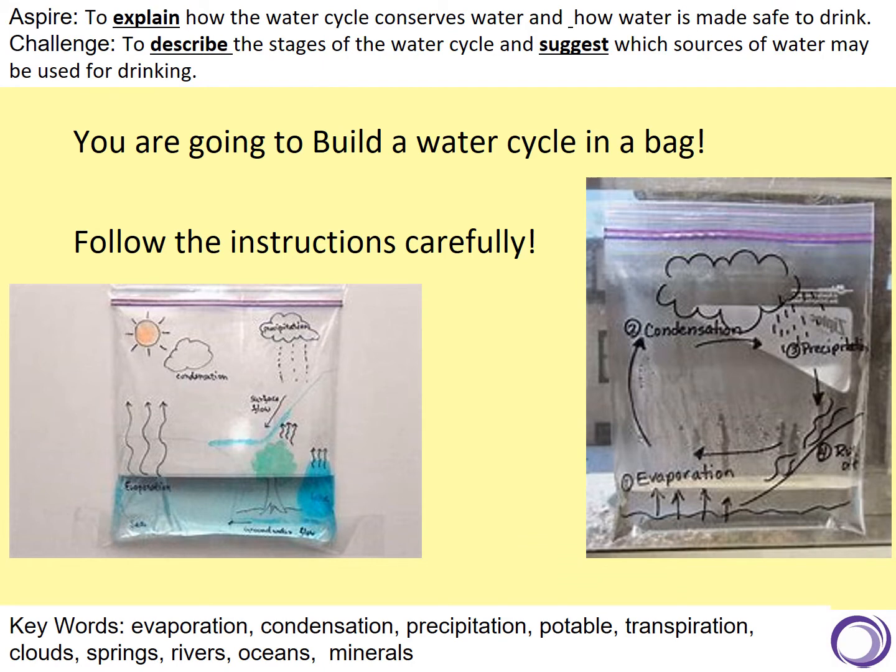So now this is an optional activity if you were able to get the resources that were mentioned at the beginning of the video. What we're going to do is build a water cycle in a bag, and you are going to produce something similar to the images that are here on the screen for you. You do need to follow the instructions carefully and do them in the right order. And what you may want to do is to pause the video whilst you're actually setting this up.